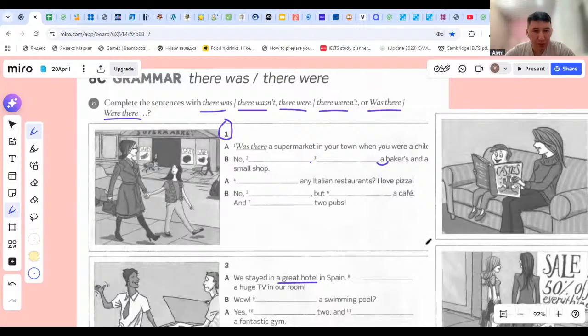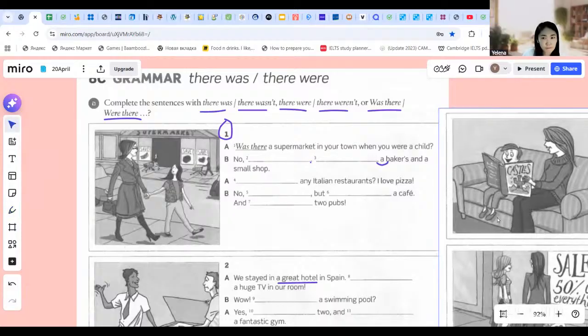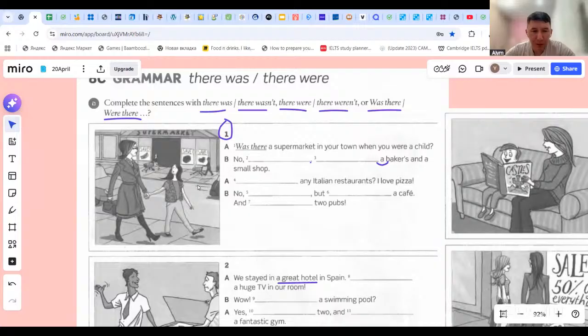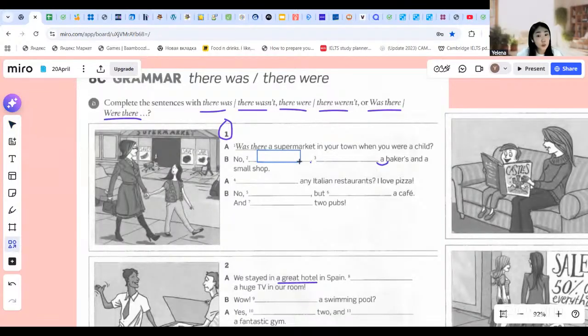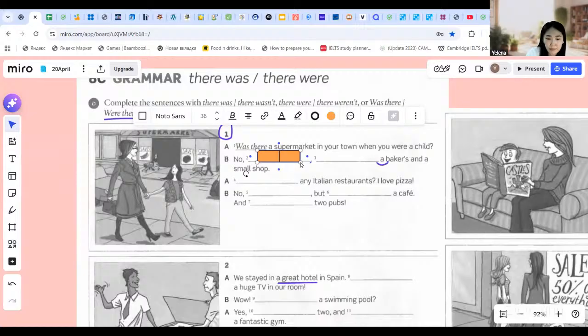Was there a supermarket in your town when you were a child? No, I wasn't. No, you can't say I. You have to use... No, there wasn't. No, there wasn't, right? Okay.